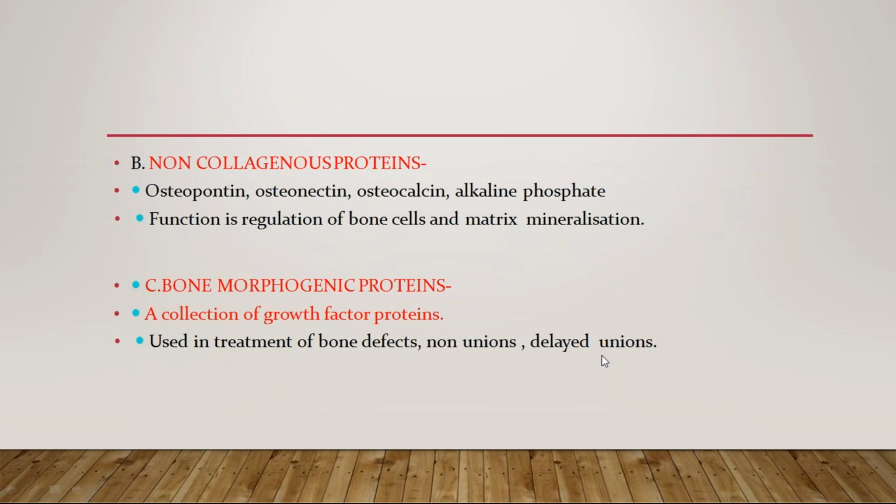Delayed union means it will take more than 3 months to unite. It is called delayed union. Non-union means it will take 6 to 9 months, and still the bone doesn't unite. Then it is called non-union.